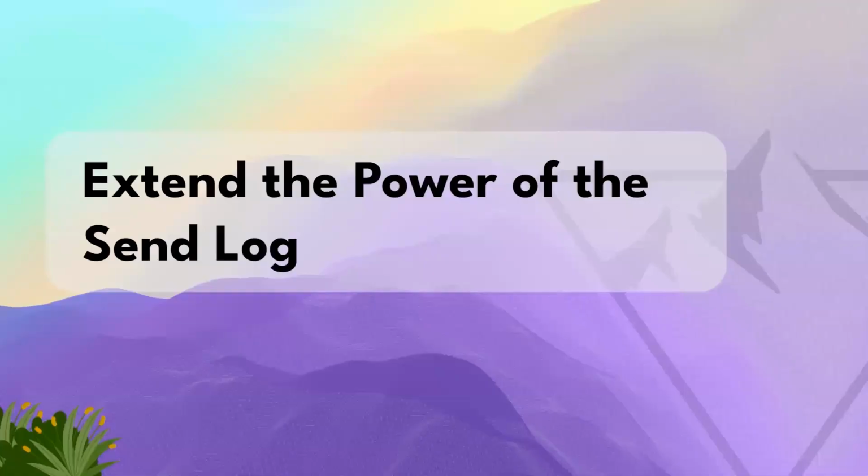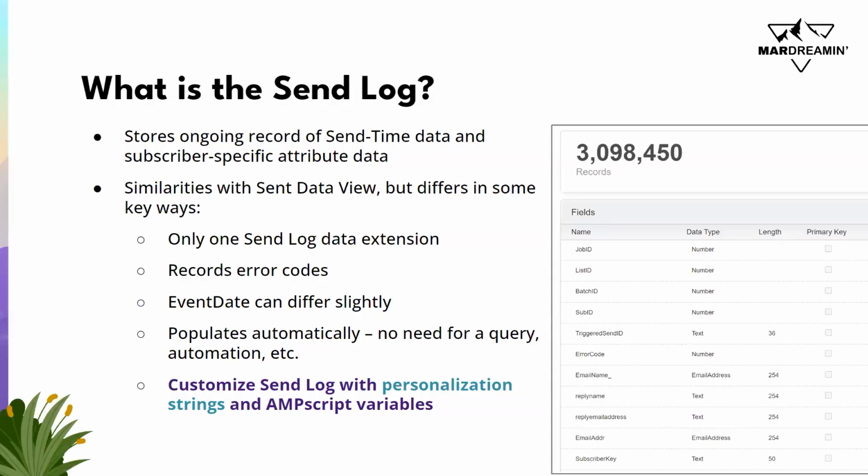I want to move on to talking about what the send log is within Marketing Cloud Engagement and what you can do with it, because this is one of my favorite things about Marketing Cloud Engagement. So what is the send log? It is, like almost all things within Marketing Cloud Engagement, a data extension. But this data extension stores ongoing records of send time data and subscriber-specific attribute data as well. So it's very similar to the sent data view, but there are some key differences. For example, you can only create one send log data extension within your business unit.